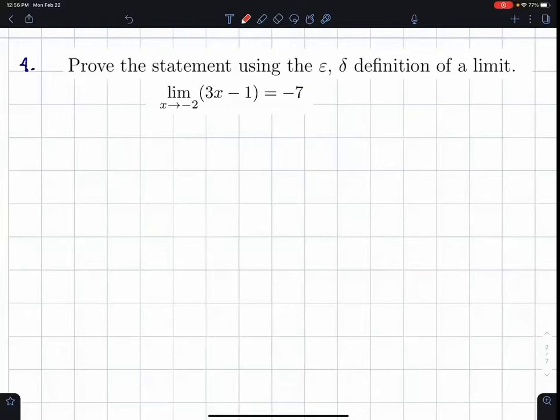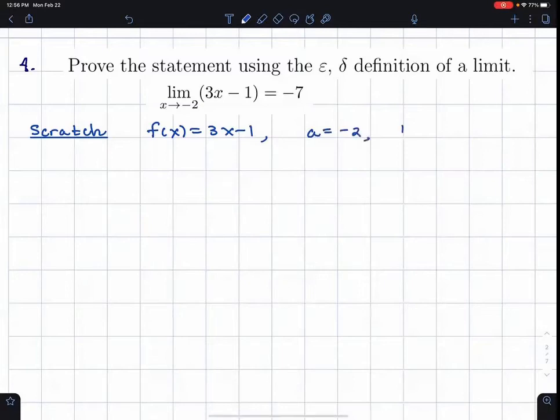Statement using the epsilon delta definition of limit. And there's more or less a format that we're going to use that I think would be better if everybody stuck with. We can do some scratch work, which is optional work that I'm just going to summarize. The function f of x is 3x minus 1. A is the number that x is approaching, that's -2. L is the limit, -7. And then I'll just go right to the proof.